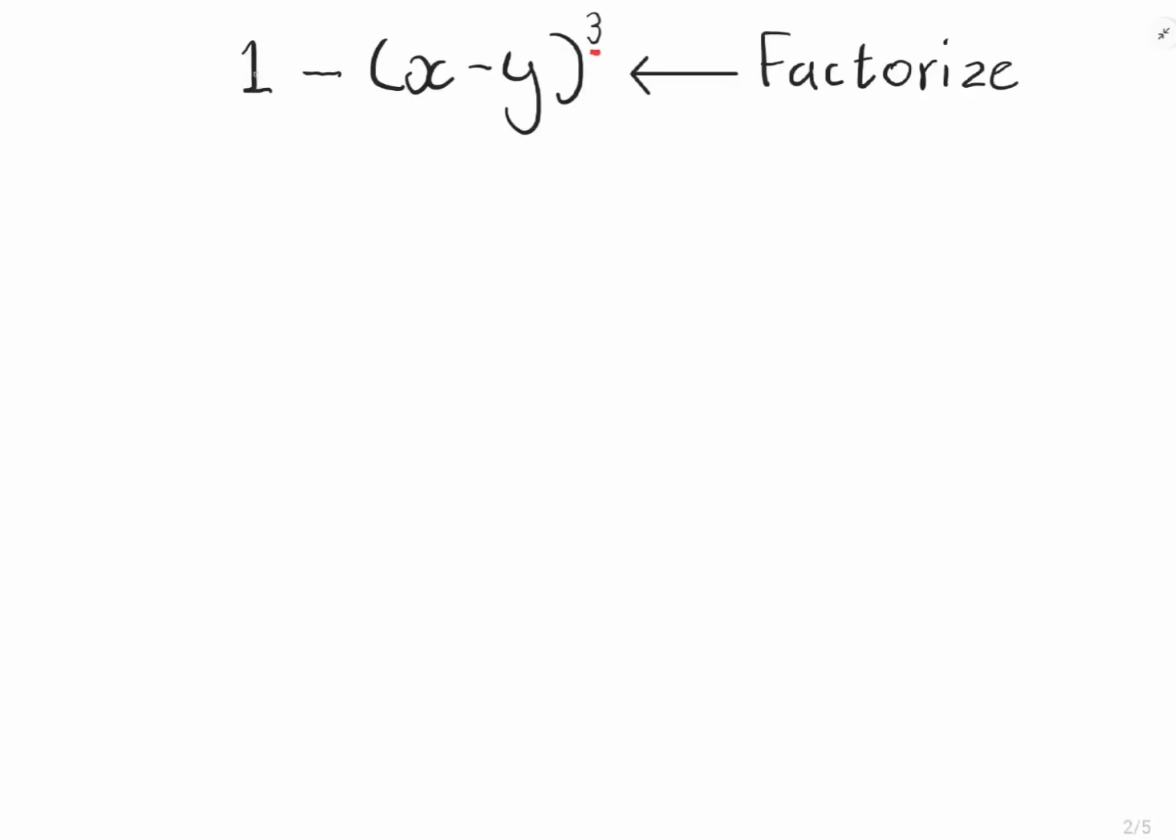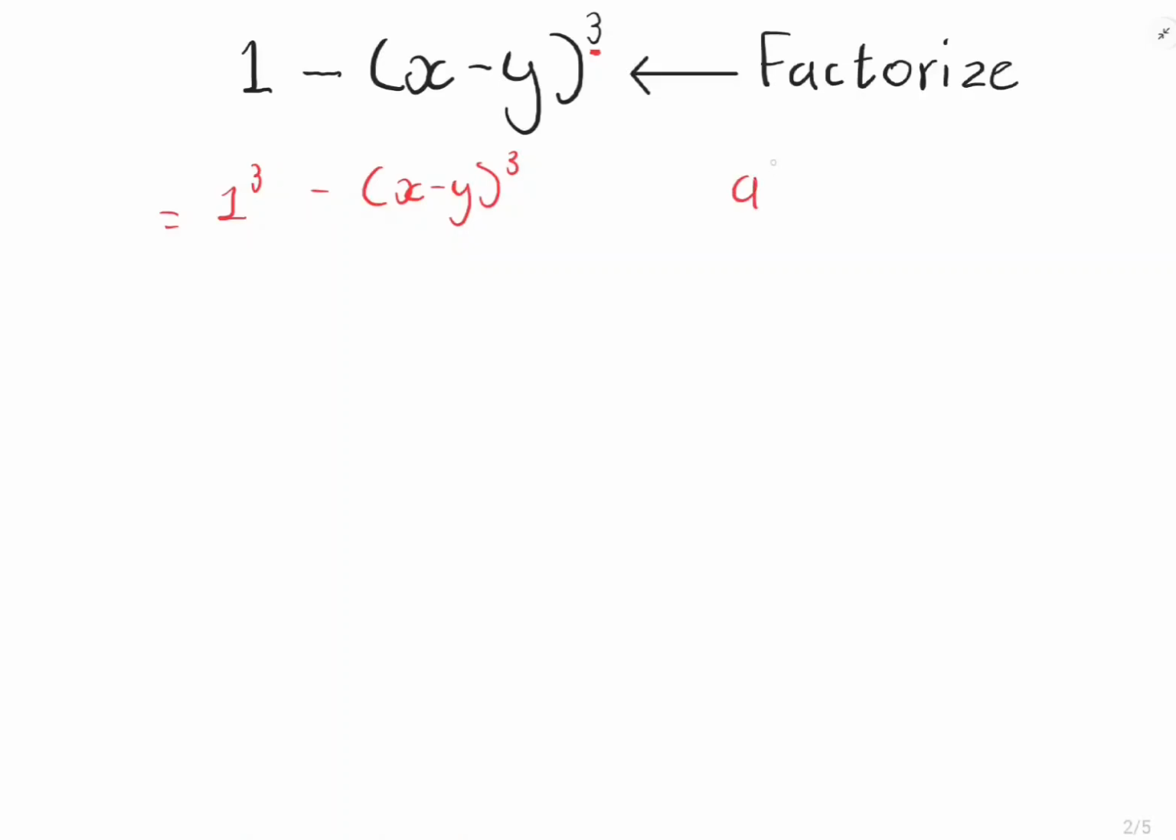But look at this one over here. What do we know about 1? Anything to the power of 1 is going to be 1, right? So this one essentially we can write as 1 cubed minus (x minus y) to the power of 3, right? And so now we can see that we have a difference of 2 cubes. It's the difference because of the negative over here. If it was a positive, it was going to be the sum of 2 cubes.